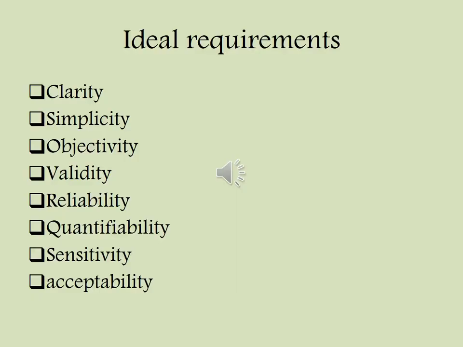Objectivity means the index should be objective to record the scoring for different individuals. It should be valid, that means it should be validated by all the persons or fraternity in that particular community. Reliability means the index should be reliable and easy to understand. Quantifiability is also one of the important ideal requirements of an index.